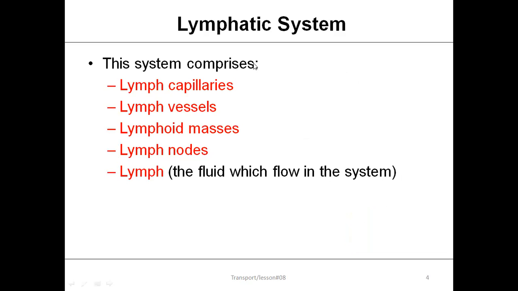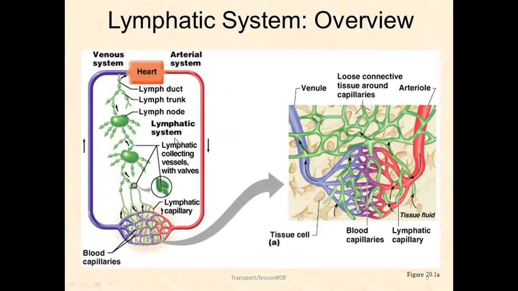The lymphatic system comprises lymph capillaries, lymph vessels, lymphoid masses, lymph nodes, and lymph, which is the fluid that flows in the system. This lymph, when it was present between the cells, was called the interstitial fluid. And that fluid, when it was present inside the blood, was called the plasma. Just because of position, the name of the liquid changes. Lymphatic system: look, this is the heart, the arterial system is running.